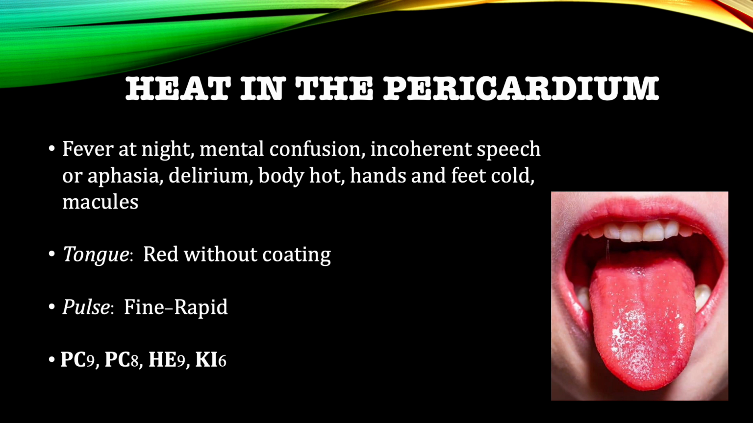Heat in the pericardium: fever at night, mental confusion, incoherent speech or aphasia, delirium, body hot, hands and feet cold, macules. Tongue, red without coating. Pulse, fine, rapid. Points: pericardium 9, pericardium 8, heart 9, kidney 6.